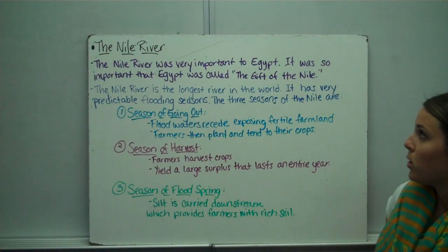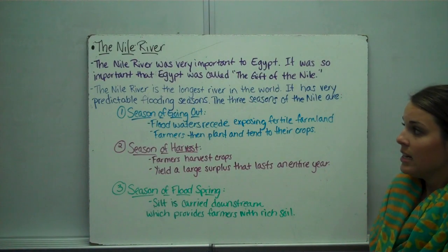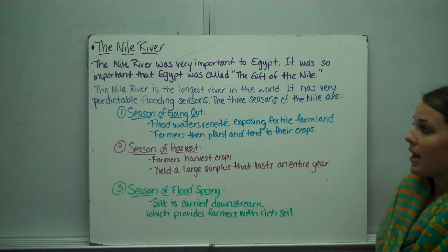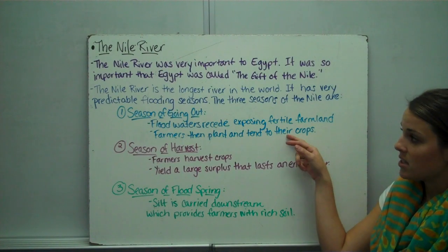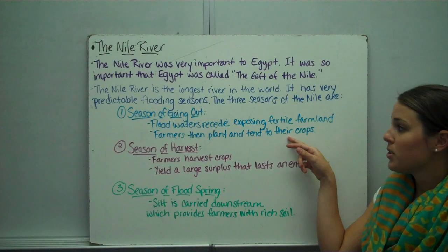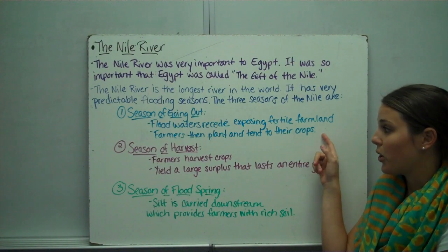The Nile River was very important to Egypt. It was so important that Egypt was actually called the Gift of the Nile. The Nile River is the longest river in the world and it has very predictable flooding seasons. The three seasons of the Nile are the season of going out, where flood waters recede, exposing fertile farmland. This is when farmers then plant and tend their crops.